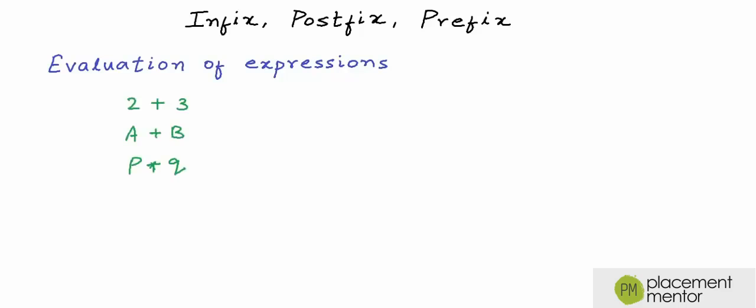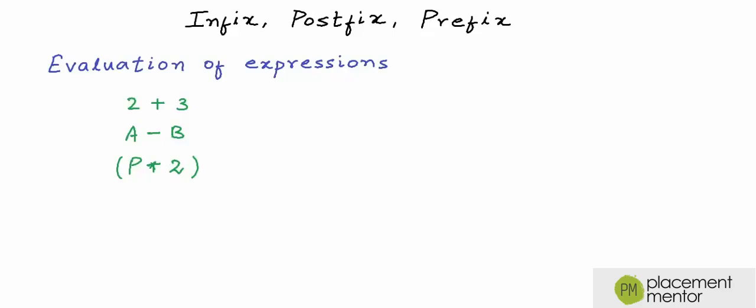I have written some simple arithmetic expressions here. An expression can have constants, variables, and symbols that can be operators or parentheses, and all these components must be arranged according to a set of rules, according to a grammar, and we should be able to parse and evaluate the expression according to this grammar.